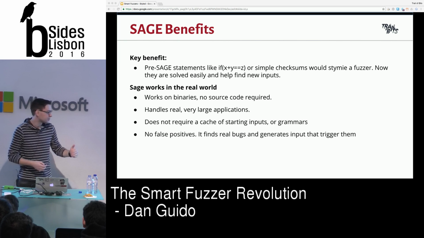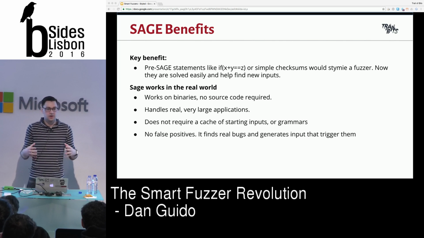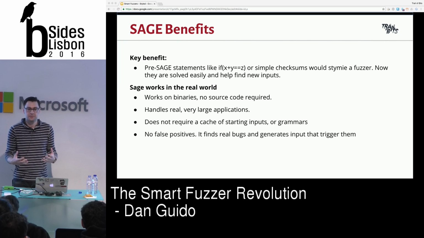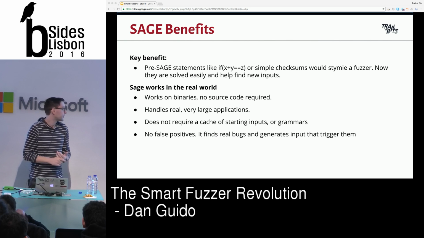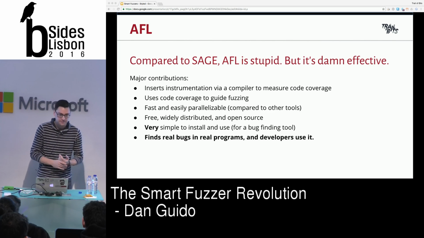And then finally, when it actually did work, it found real bugs, and it gave you the inputs that caused those bugs, and they had some analysis around it so that the developer was sure that what they were fixing wasn't just a ghost, like a null reference or some kind of low-value code quality issue. It was a real security bug. And that's why SAGE was really revolutionary, the combination of all these things.